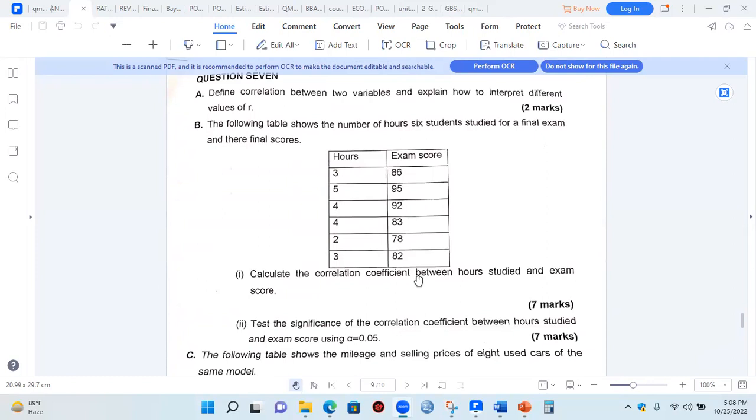Okay, I've sent the question paper. Please go through it. I need question 7 fully done.